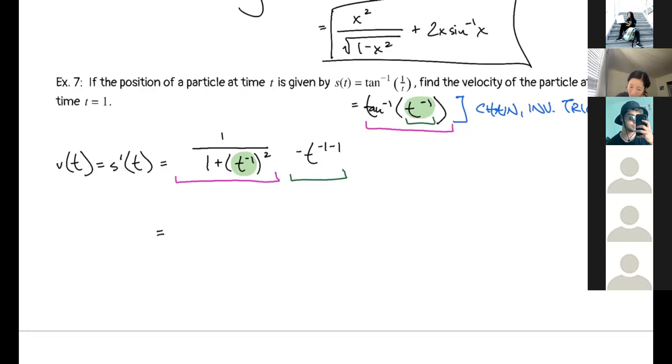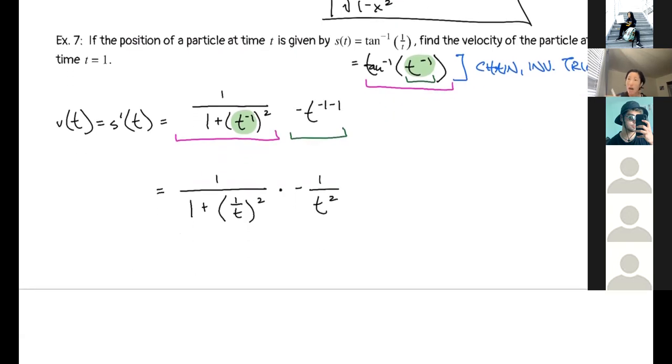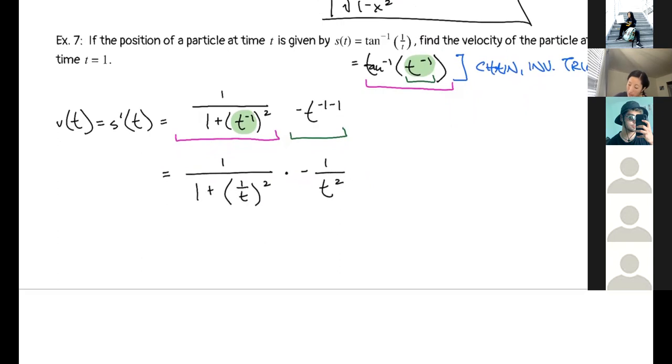Okay. So let's clean this up a little bit. 1 over 1 plus 1 over t squared times -1 over t squared. And I'm just trying to find the value. So I'm going to leave it like this. And now I'm just going to plug in 1. If I'm trying to plug in a number, I'm not going to try and simplify too much. I just want to write it with powers that I can see, preferably positive powers, so it's easier to do the mental math in my head, okay?